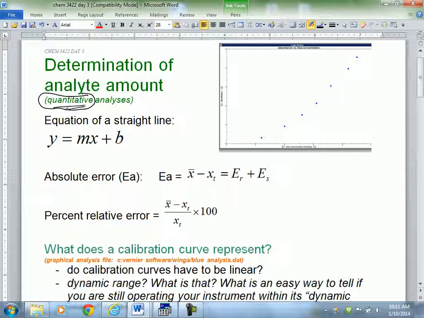Quantitative analyses. Okay. So it's really nice when things fall into the equation of a straight line, our data. You'd have y here and x down here, right? But what's the little m and the little b? M is your slope. And b, everybody, is the y-intercept.